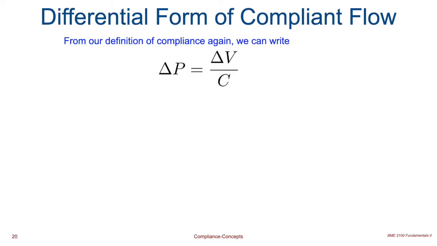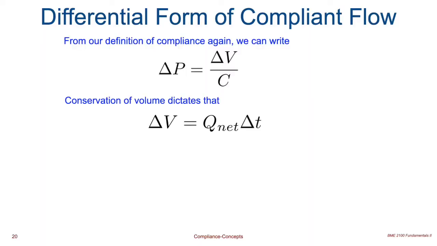We can also get to a real calculus expression through a simple derivation. We can start from what we're calling the differential form of this expression, where here we have, again, our compliance law rewritten slightly, delta P on the left, delta V over C on the right. That's just a simple manipulation.